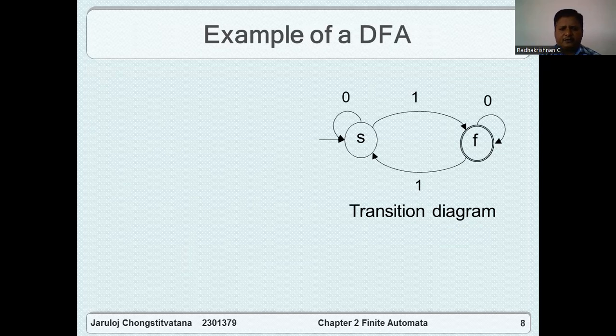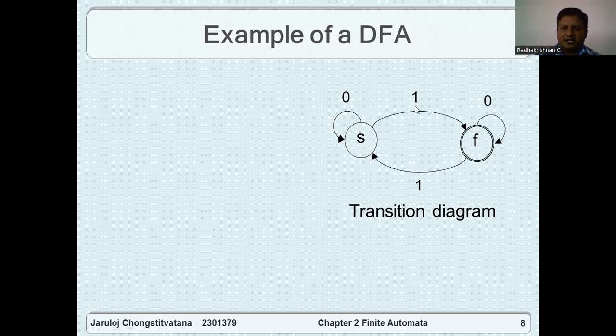Example of a DFA. This is my diagram. State S and state F are present. In this particular diagram, state S has one incoming edge, coming without any input symbol, which marks S as the starting state. If S reads the input 0, what is the next state? S is the next state.